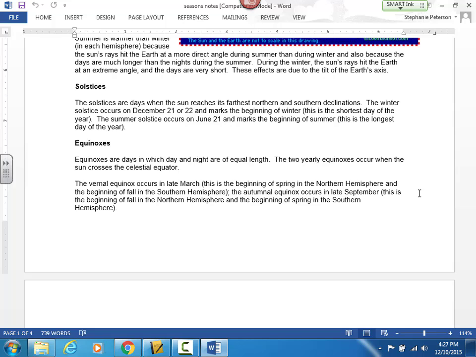We also have days that are called equinoxes. Equinoxes are days in which day and night are of equal length. The 2 yearly equinoxes occur when the sun crosses the celestial equator. So our equinoxes mean that we have equal length day and night. The vernal equinox occurs in late March. This is the beginning of spring in the northern hemisphere and the beginning of fall in the southern hemisphere. The autumnal equinox occurs in late September. This is the beginning of fall in the northern hemisphere and the beginning of spring in the southern hemisphere.